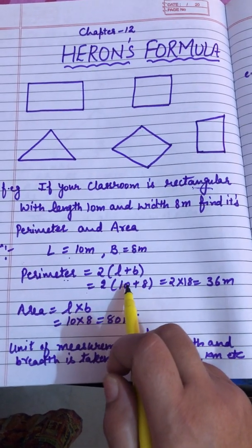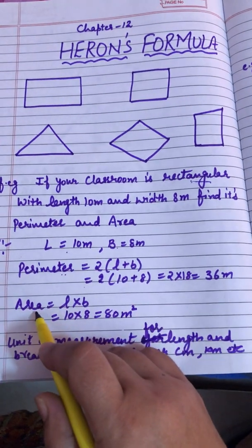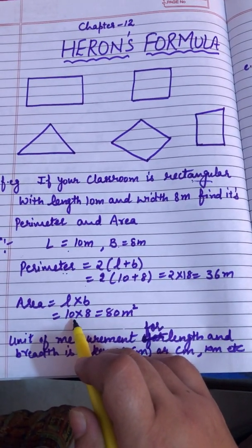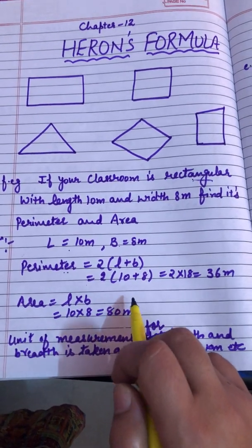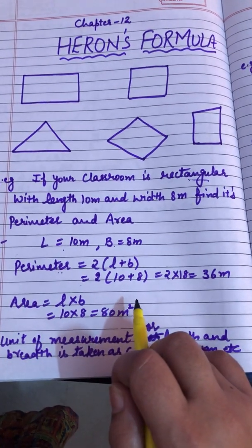So after putting the values of length and breadth, we'll get perimeter as 36 meter and area of rectangle is L into B, length into breadth. So area will become 10 into 8, 80 meter square. Here you can see the perimeter unit is meter and area unit is meter square.